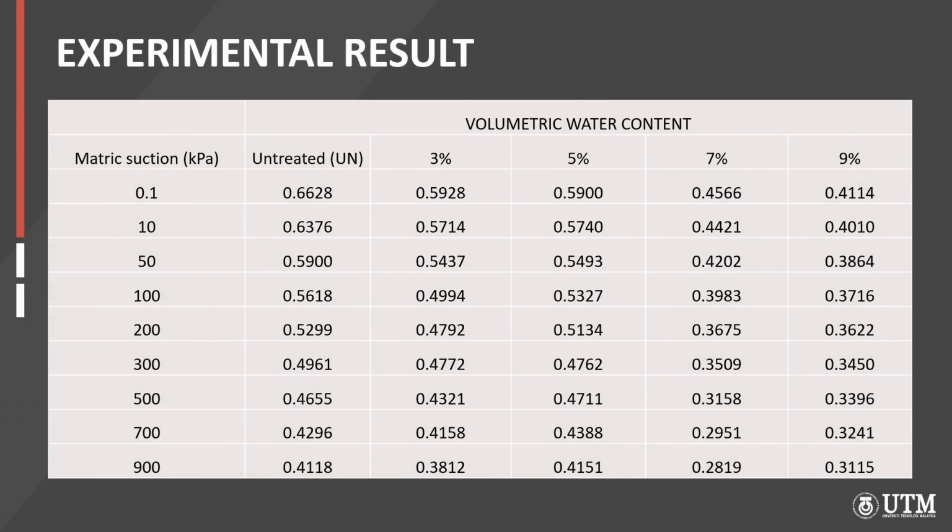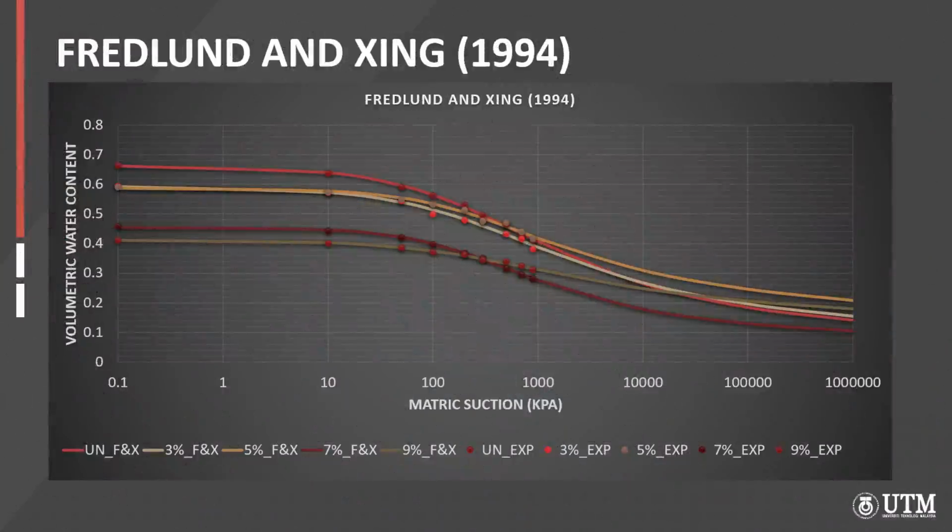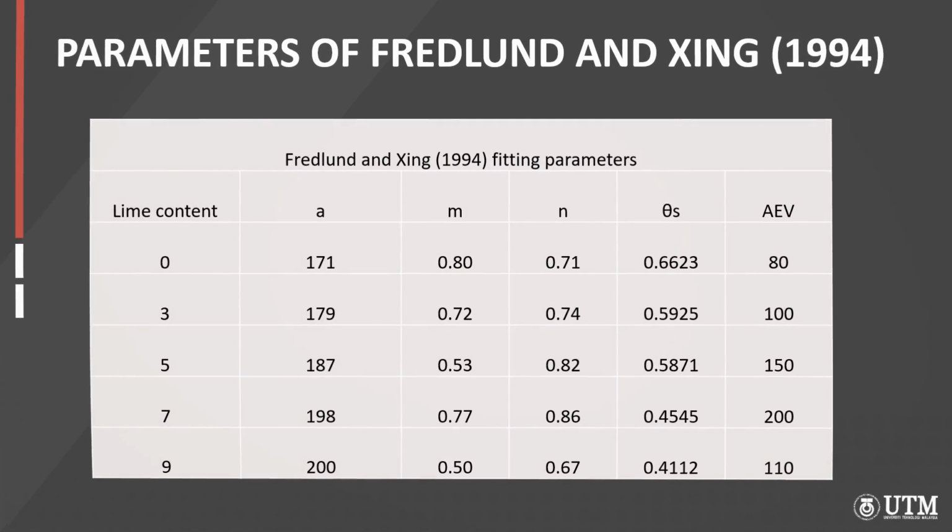This is the experimental result obtained from the pressure plate extractor. As in the slide, matric suction is from 0.1 to 900 kPa. 0.1 kPa is considered as the saturation state in this study. This is the log graph that fits using the Fredlund and Xing 1994 model. Next are the parameters of the Fredlund and Xing 1994.